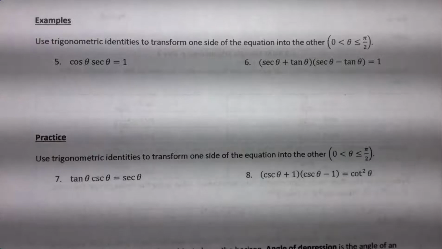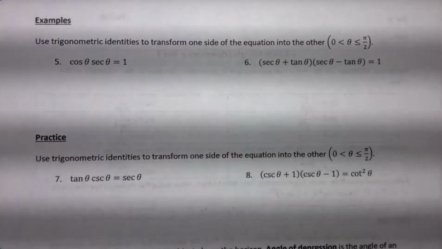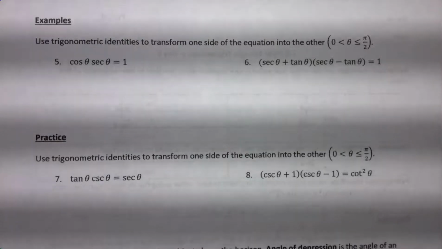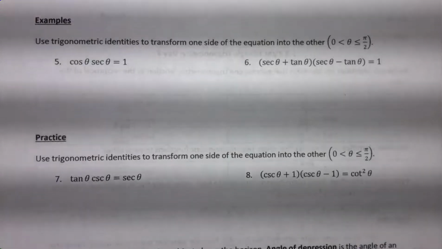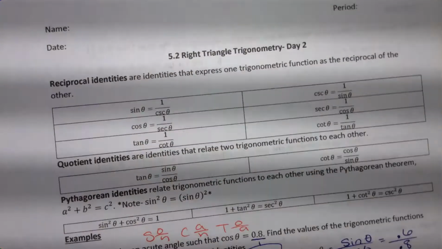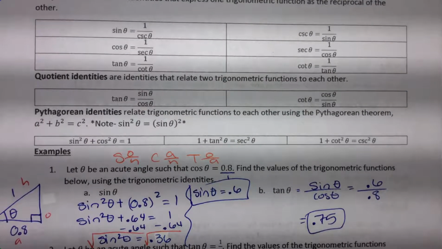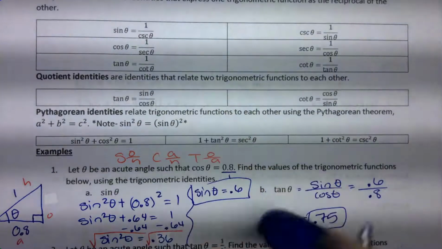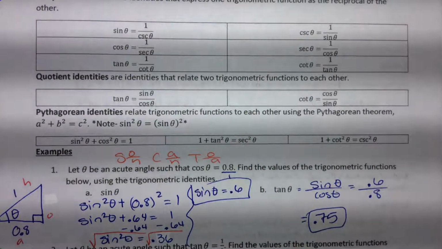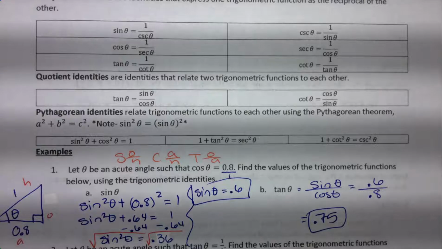What I personally like to do when I'm verifying or using trig identities to transform one side is I like to actually pick the side with more things on it, because that way it gives me more to work with. If I look back at my trig identities on the front page, there's a bunch of things that I can use with ones. So I really want to stay away from that, and I want to turn everything into sines and cosines whenever possible.